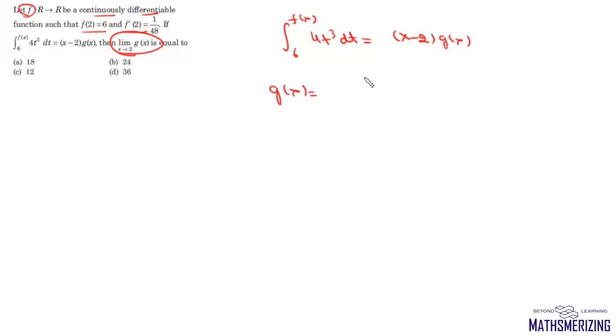Now here the question is, we are given this function f which is continuously differentiable such that f2 is 6 and f dash 2 is 1 by 48, and it says the integral from 6 to f x of 4t cube dt is equal to x minus 2 times g x. We need to find this limit x tends to 2 of g x. So from here we can write g x as this integral from 6 to f x of 4t cube dt upon x minus 2, and now we'll take this limit x tends to 2.